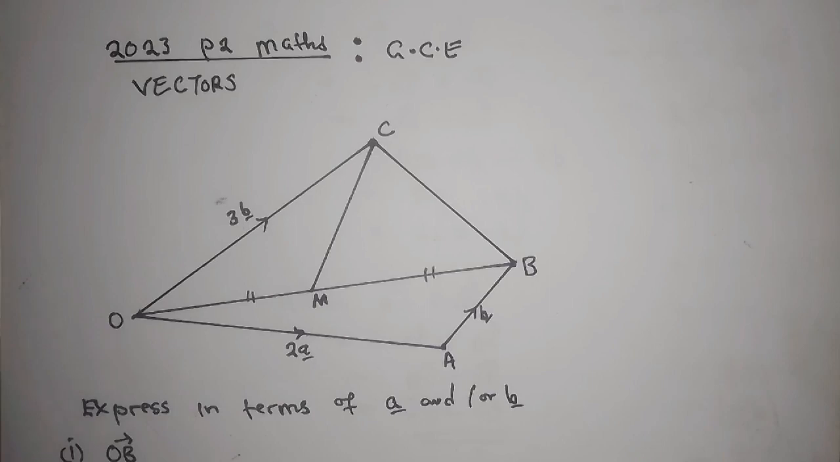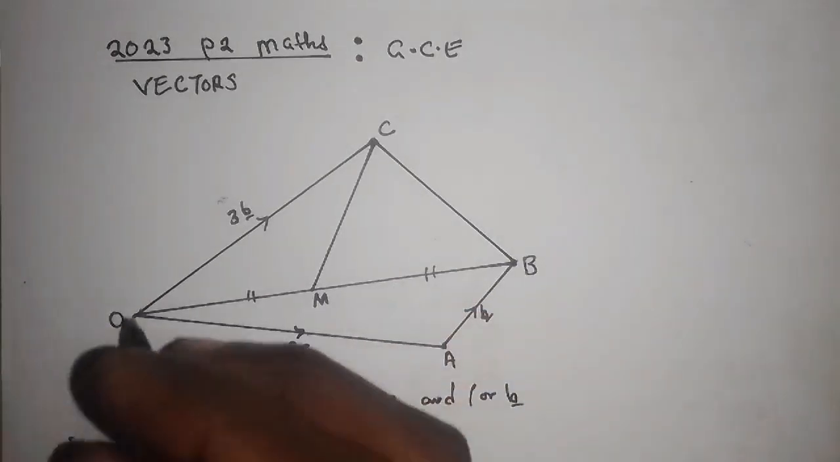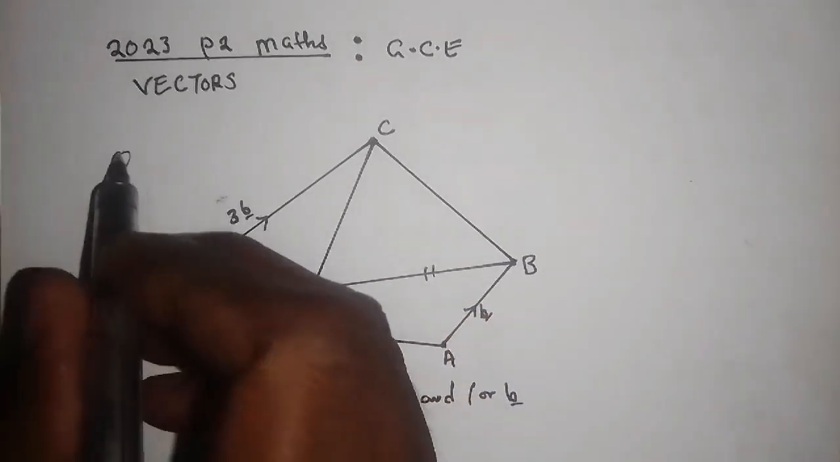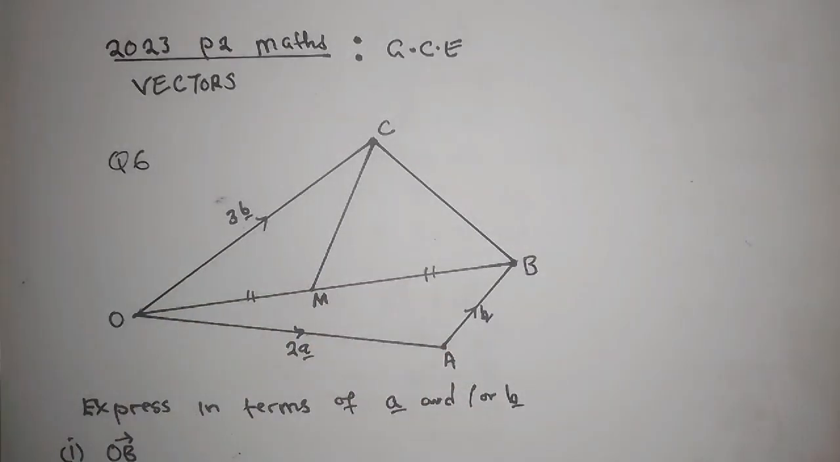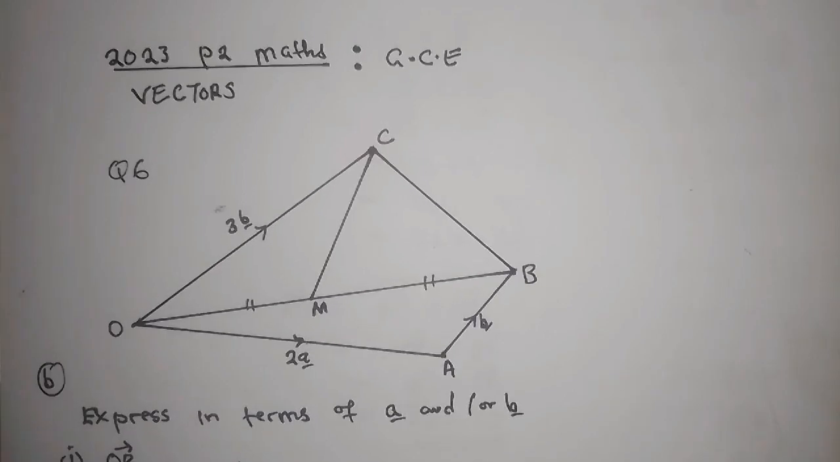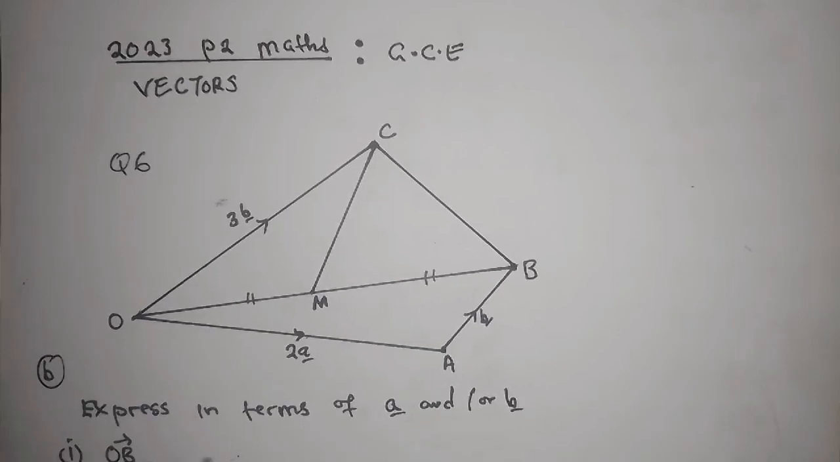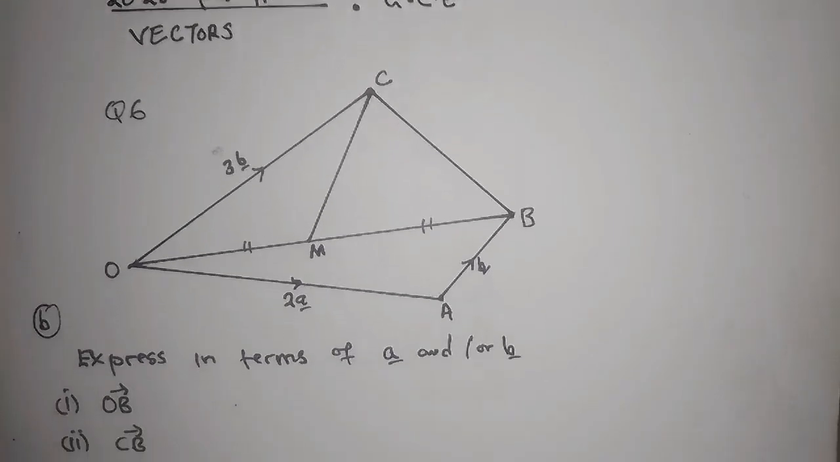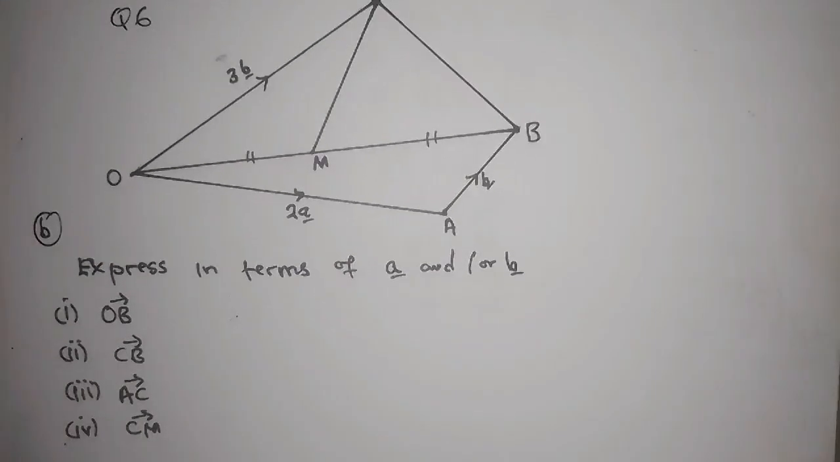Okay, so this is a vector question that came last year in GCE paper 2, question 6b. Now, when you have this geometrical diagram, they're saying express in terms of a and or b the following vectors. So we have OB, CB, AC, CM.